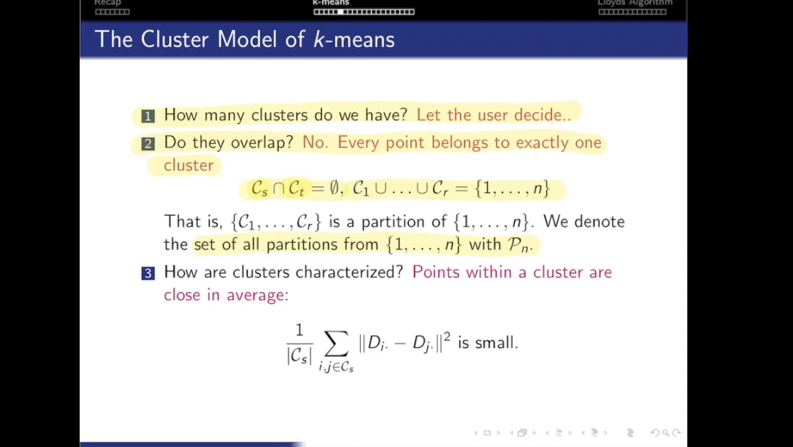And the last question, how are clusters characterized? The answer for k-means is that points within a cluster are close on average. And then we have this formula, which returns the average distance of 2 points in a cluster. This is the sum over all points in one cluster, where we sum the distance of these 2 points in one cluster, and then we normalize with the number of points in one cluster.